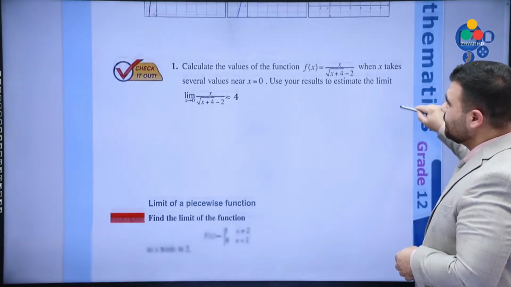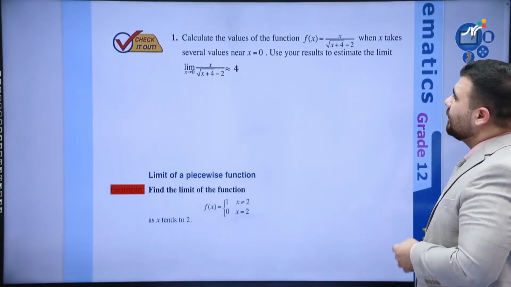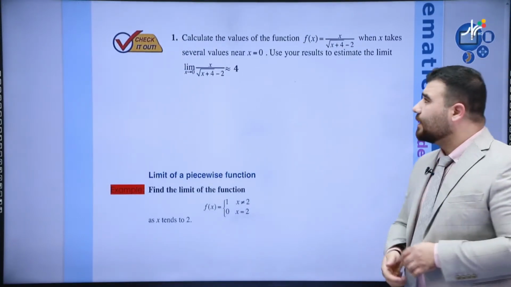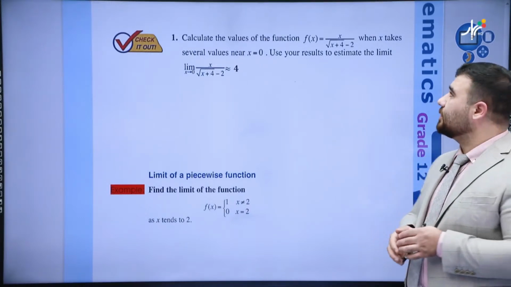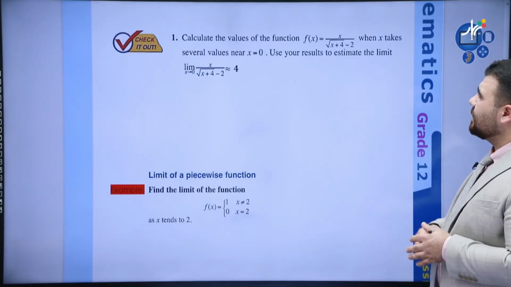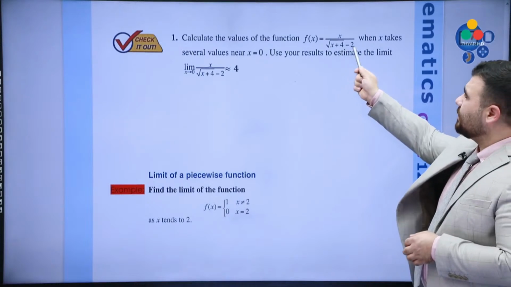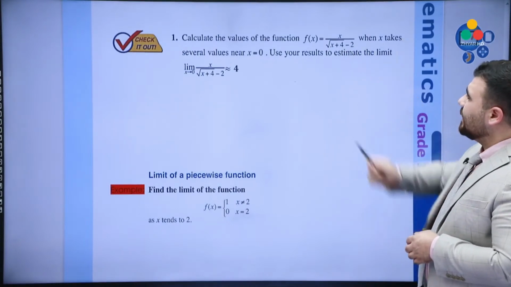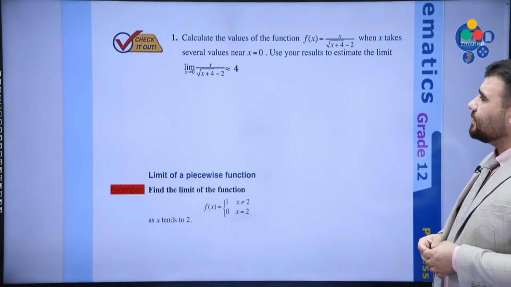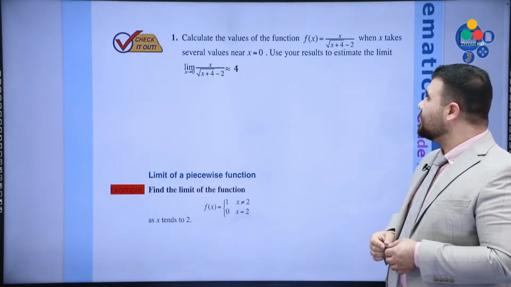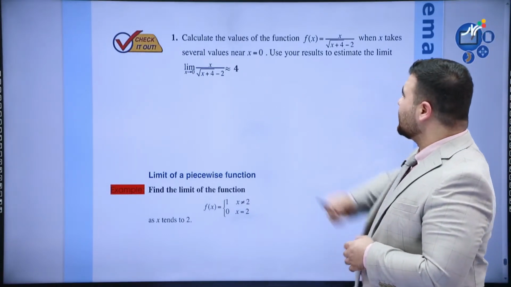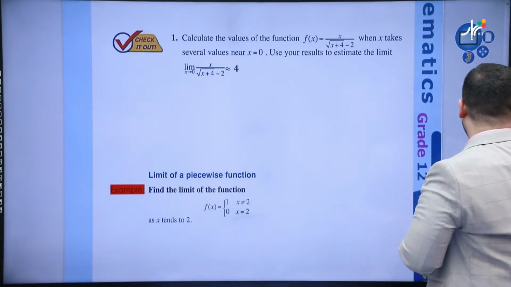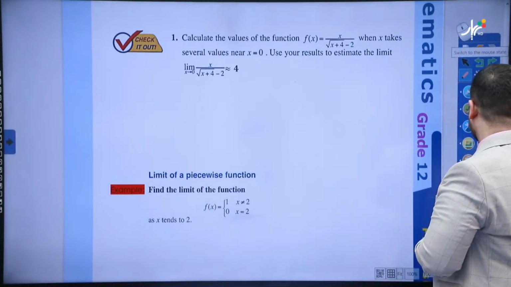Here is a question. Calculate the value of the function. Value of function f(x) is x over square root of x plus 4 minus 2 when x takes several values near 0. Use your results to estimate the limit. Okay. Now, as x approaches 0, let's choose a number that's close to 0.